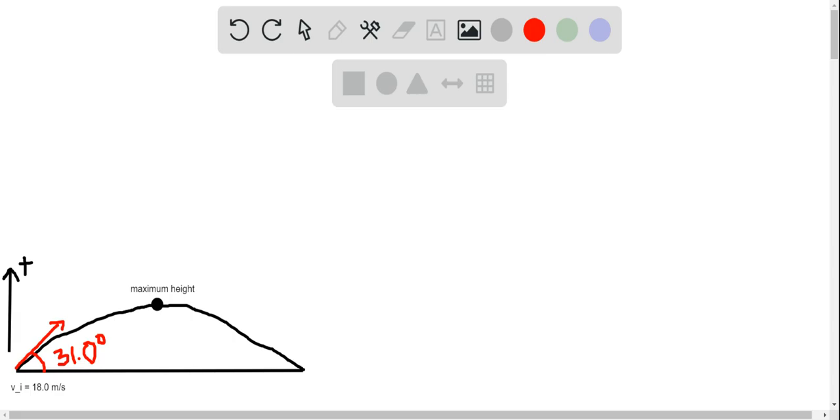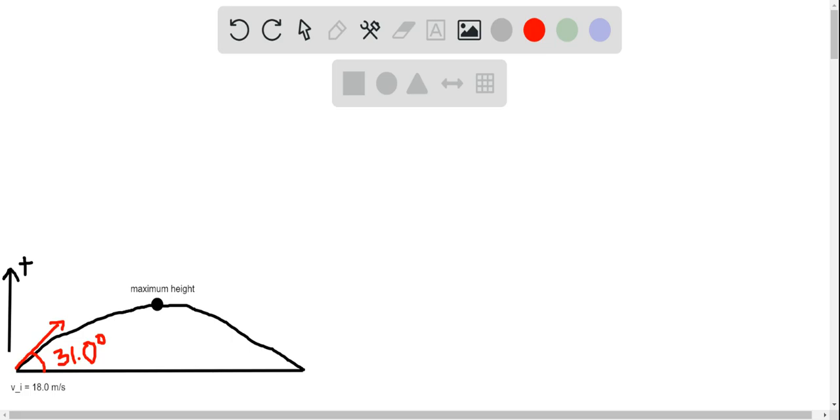Before we get into any kind of solving, I'd like to say that we are assuming that there is no effect of air resistance on the football, which is definitely not the case in real life. But for the sake of the solution, we are assuming that there is no air resistance, right?